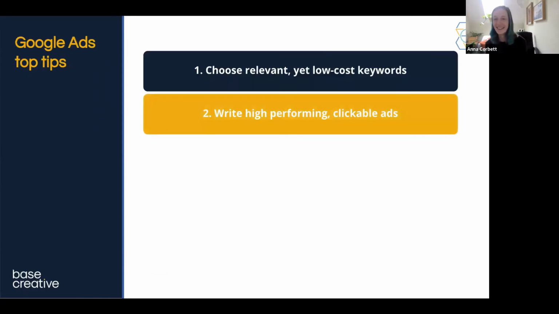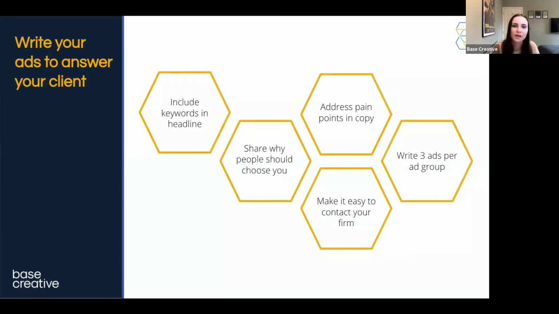Abby, over to you. So our second tip is on how to write high-performing clickable ads. After all, these are what the searchers will see first. So what we want to do is make sure they're well written and display just how your firm is the right one to help them with their problems. So to get more relevant clicks on your ads, you want to make sure that you're writing them to directly answer your client's needs.